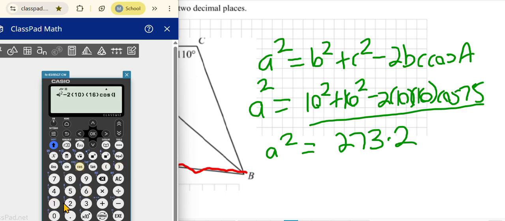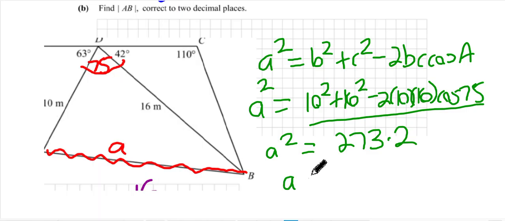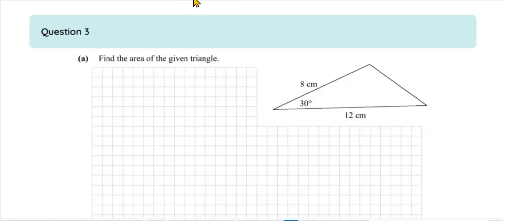And you just go for it all, so it's cos 75. And what Jay said over there, 273.17 or 273.2. Square root your answer. And you should get an answer of 16.53 around there. Do you get 16.53? There you go. Okay. We good, guys? Next one.